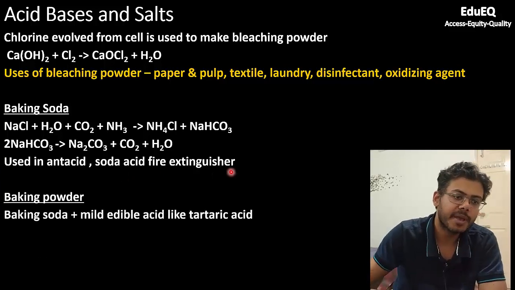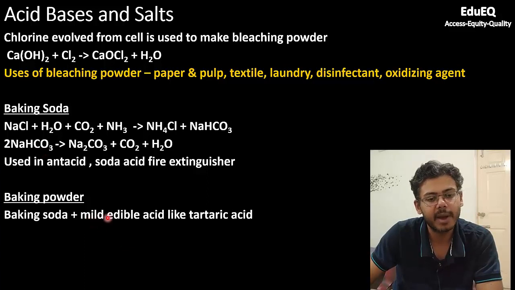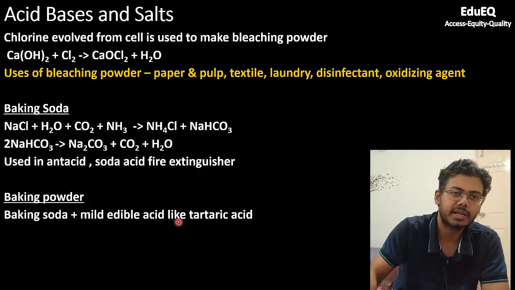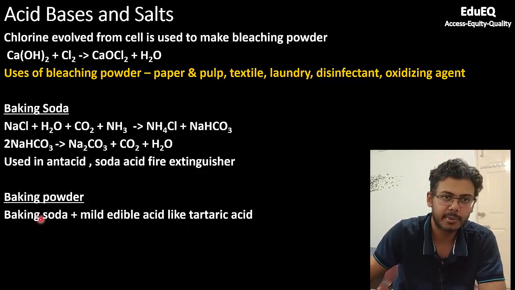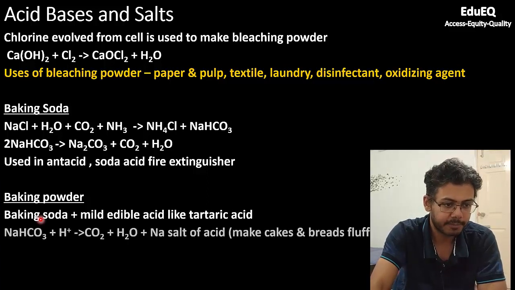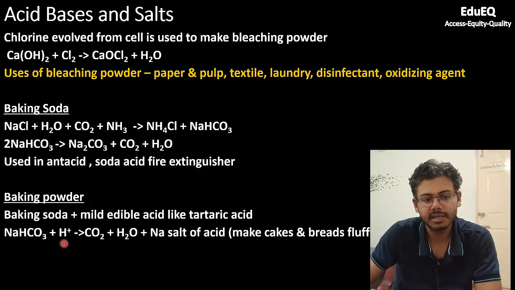Coming to baking powder, baking powder is nothing but baking soda, which is NaHCO3, and when you add a mild edible acid like tartaric acid, just to give it some acidity so that it's easier for baking soda to release carbon dioxide, this mixture becomes baking powder. So you can see NaHCO3 plus H+, or you can also have Na2CO3 plus H+. So NaHCO3 plus hydrogen ion. This hydrogen ion is coming from tartaric acid to make it slightly acidic.